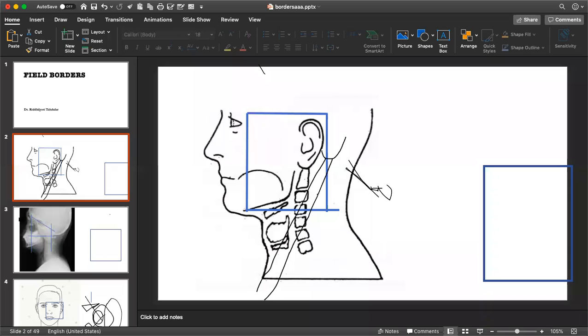So if you want to treat level 2, your level 2 would be around here. So just imagine if you want to treat the entirety of level 2, your posterior border should cover the mastoid process. That is how you can ensure that your entire level 2 is treated. However, if you want to treat your level 5, your posterior border would go 1 to 2 centimeter behind this mastoid. So this particular thing that you are doing is just to treat the posterior part of level 2.